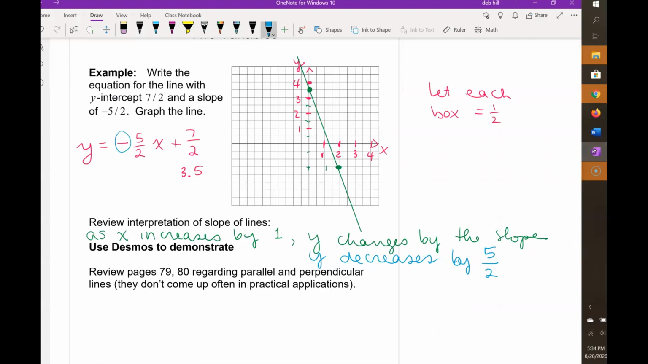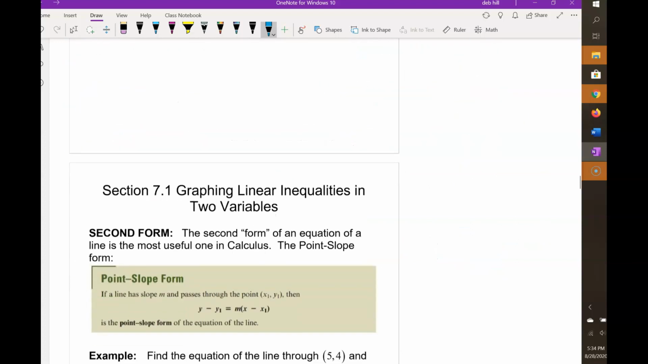So if you would like to review pages 79 and 80, if you don't recall parallel and perpendicular lines, but honestly, they don't come up a lot in practical applications.